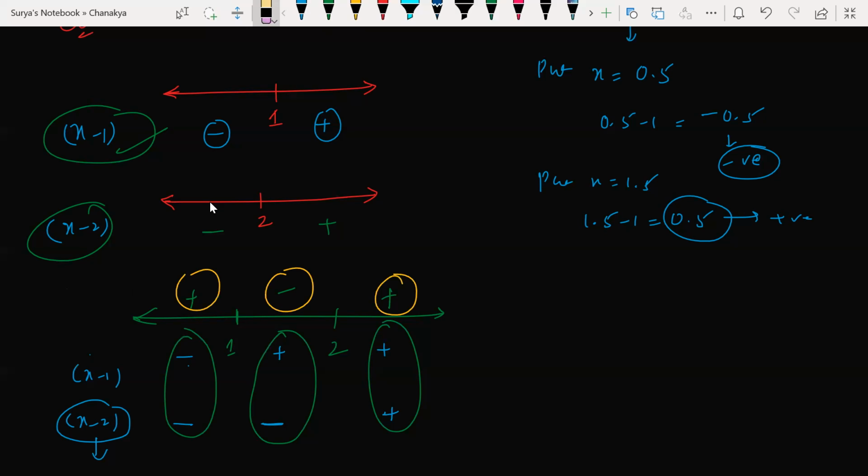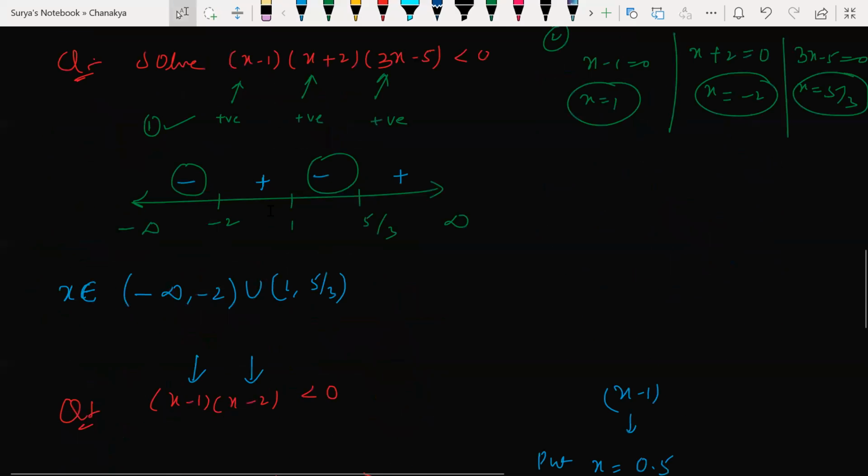Understood or not, children? Any doubts here till this? No doubt, sir. Is it clear? That is how I wrote plus minus plus minus plus minus from right to left. That is not required for us. So whenever you have, look at this here.